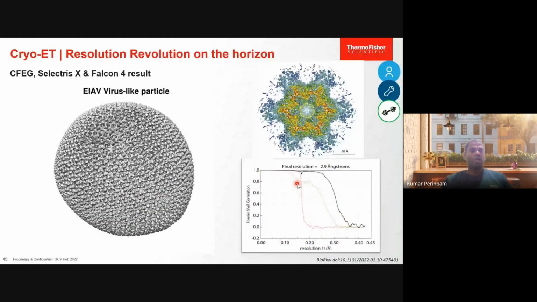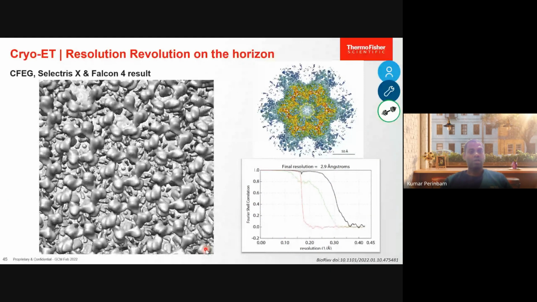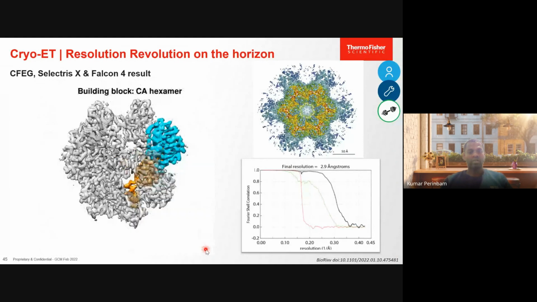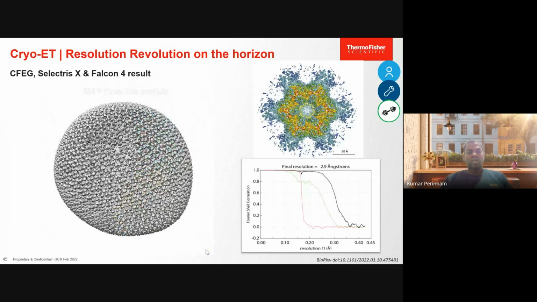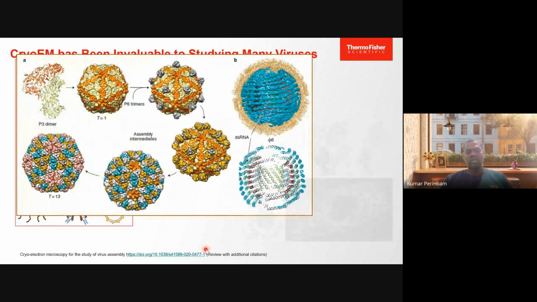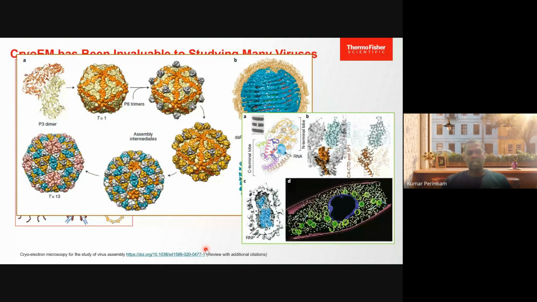So this is one example of a virus where you could actually see every single building block of the virus itself. Since we are running a little bit low on time, I would just skip that video. So these are the general images that you would get for viruses.